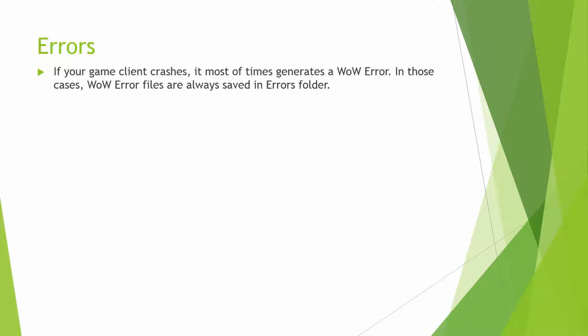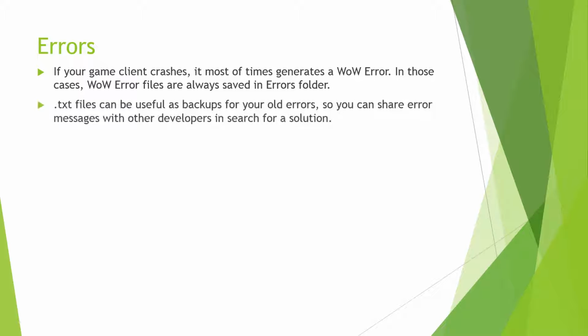Errors. If your game client crashes, it most of the time generates a WoW error. In those cases, WoW error files are always saved in the errors folder. .txt files can be useful as backups for your old errors, so you can share error messages with other developers in search for a solution. Those .txt files are automatically saved in your errors folder every single time a WoW error is generated.